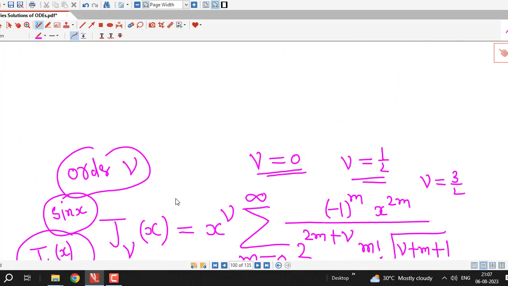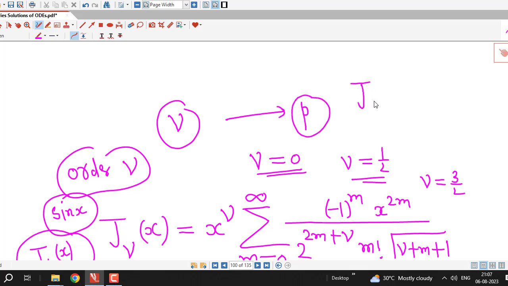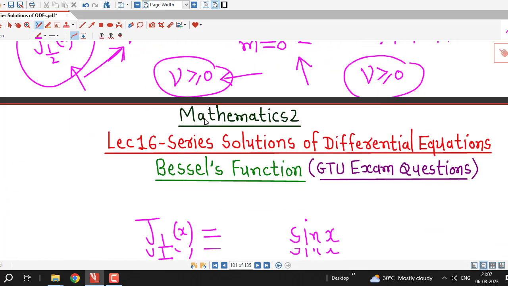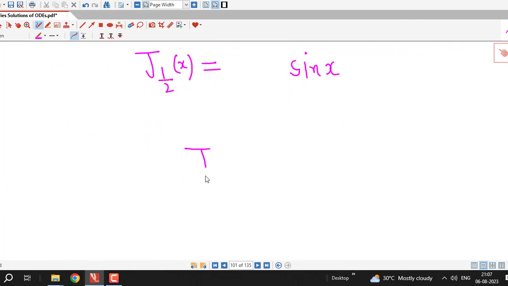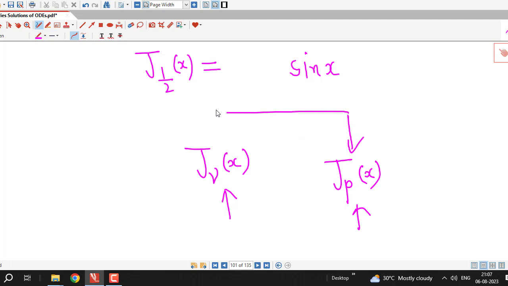Sometimes instead of this symbol nu, they are using different symbols. They are using small p to denote Bessel's function of order p. So in that case p is a non-negative real number. So these different notations we must be familiar with. Some authors are using J nu x to denote Bessel's function of order nu. Some are using J suffix p x to denote Bessel's function of order p. So whatever notation is used in the question, we will use that notation.